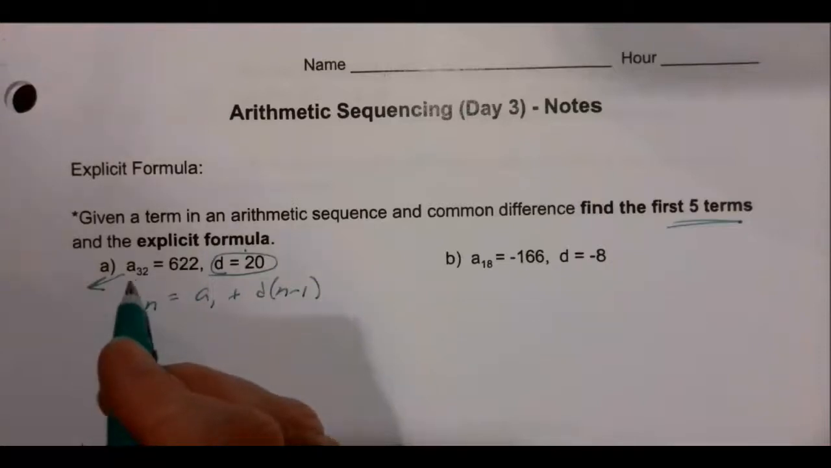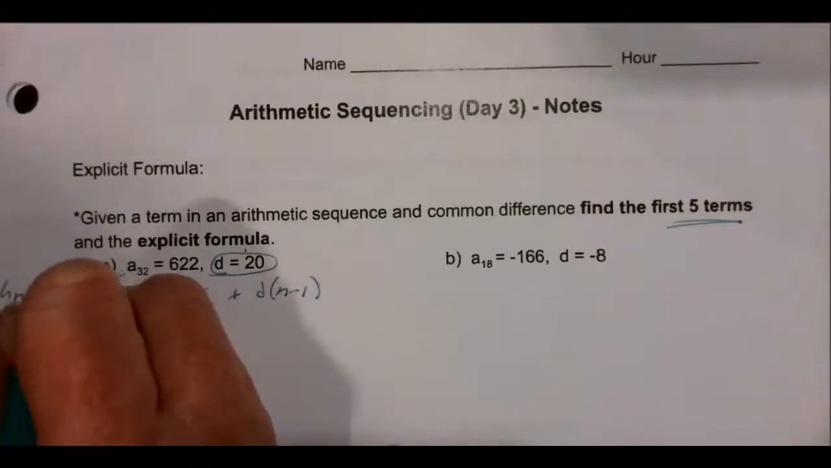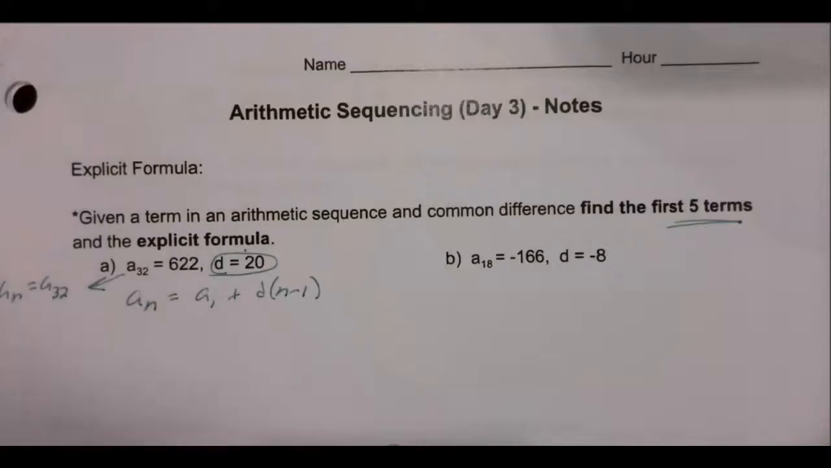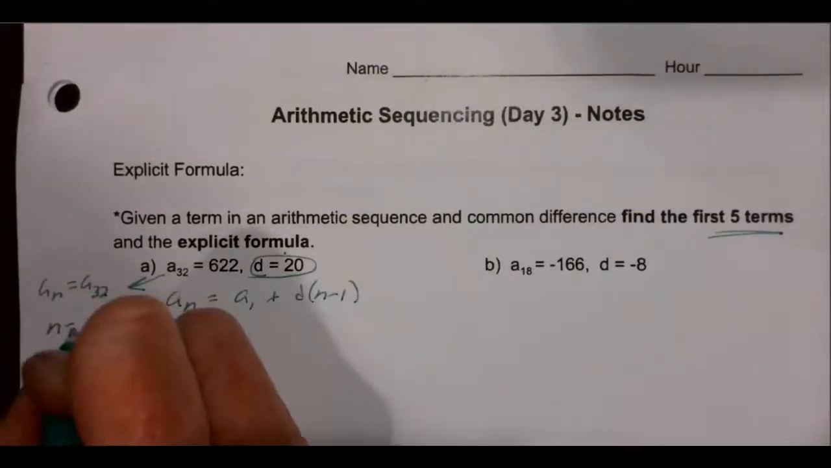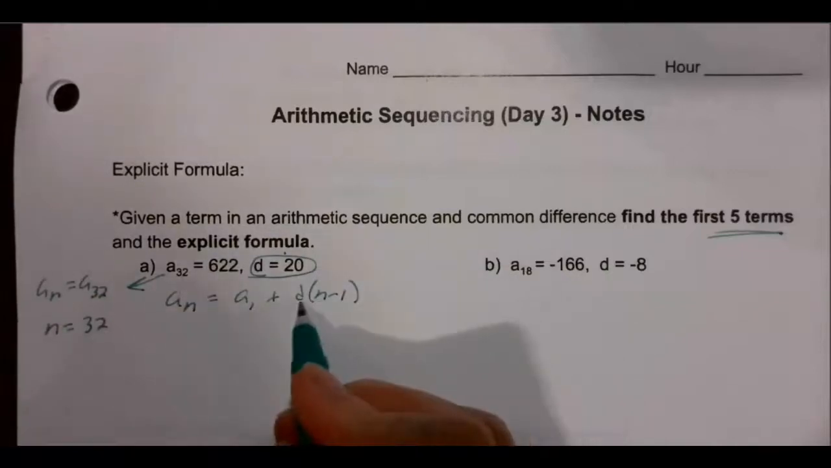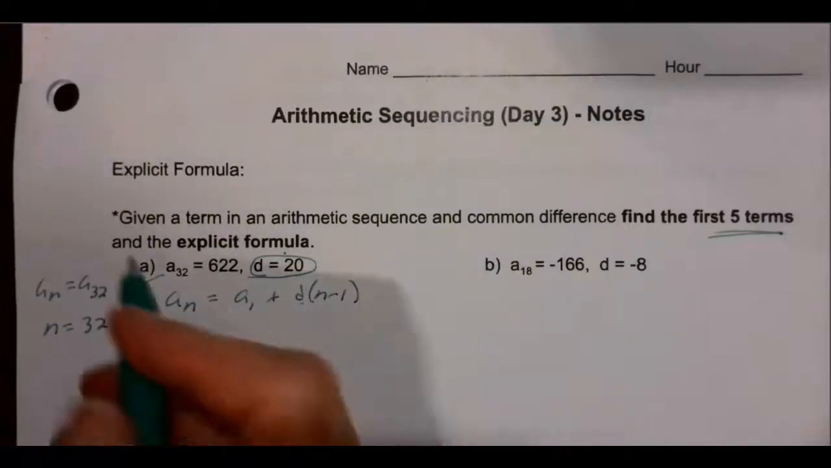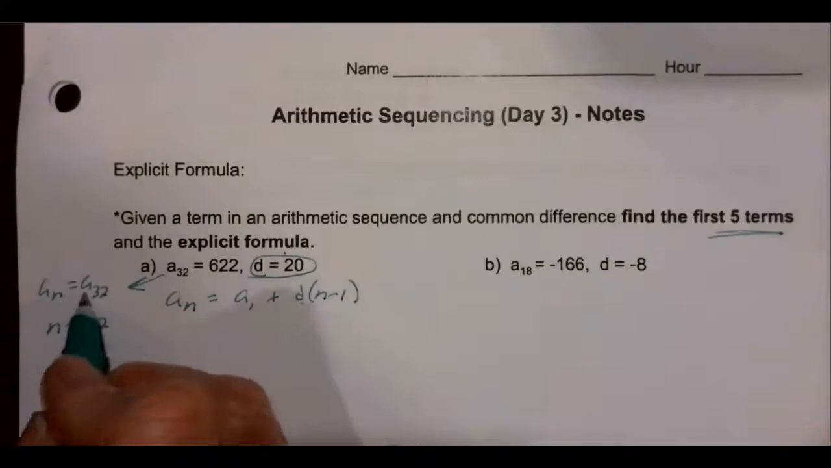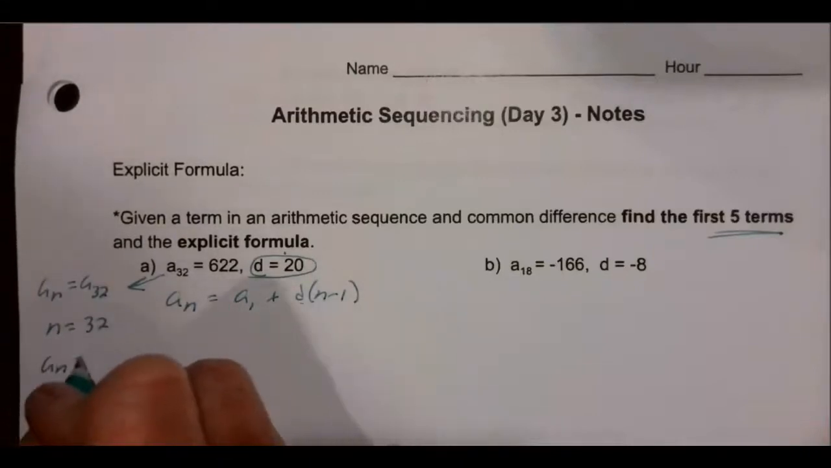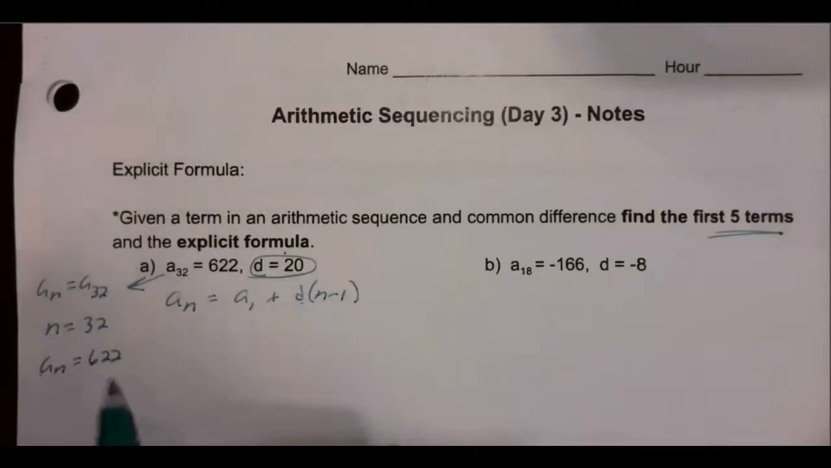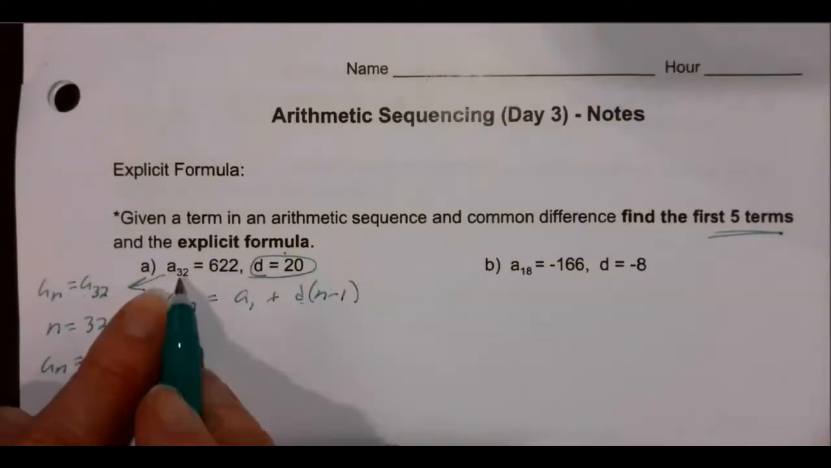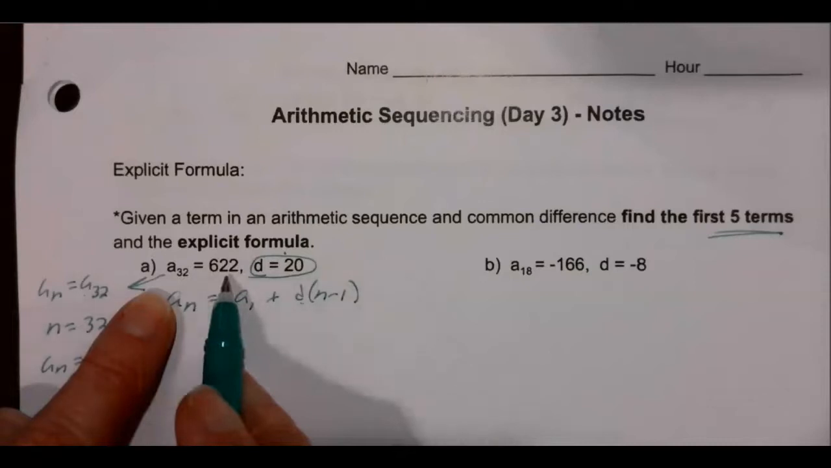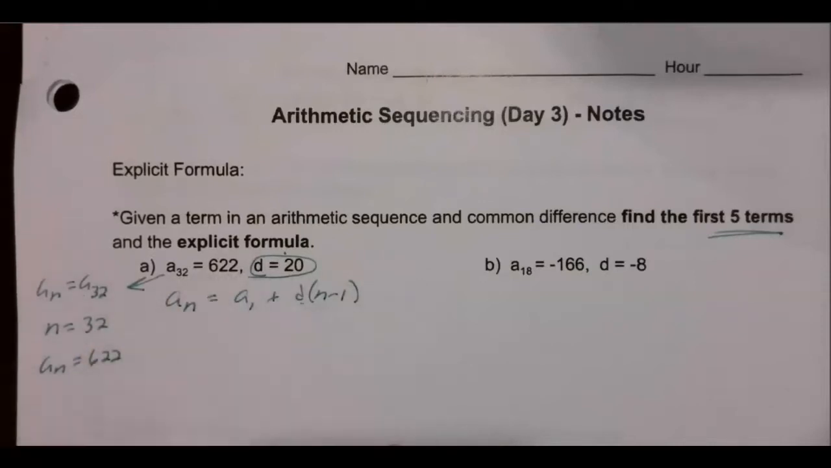So what that tells us is that a sub n is a sub 32. So that means n is equal to 32. So we have d, we have n, and because a sub n is a sub 32, a sub n is equal to 622. So we can find 2 bits of information from here: what term we're looking for and what that term is. So we're going to plug that information in.